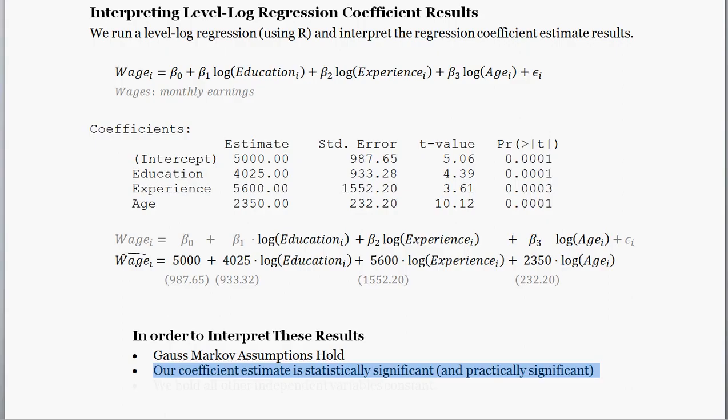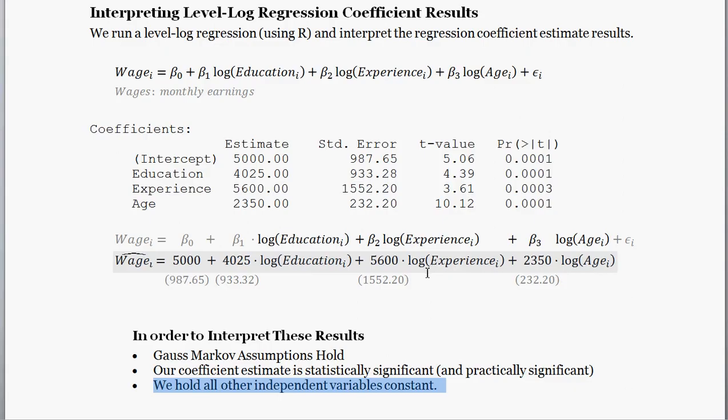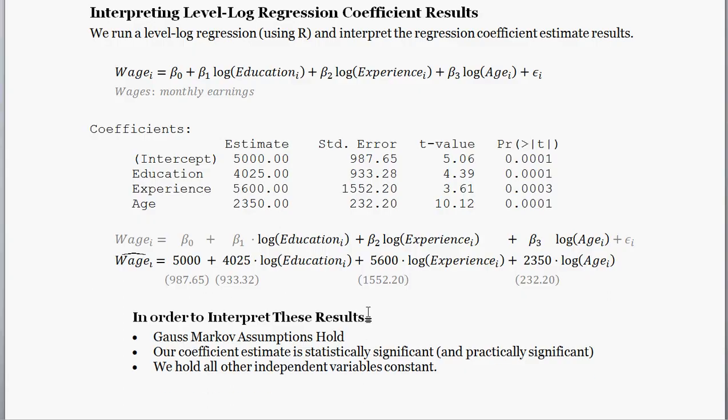As an example, suppose that you've got an estimate that proves to be statistically significant, but the coefficient is so minuscule that you wouldn't really notice the effect in the real world. Then that's not practically significant. So let's say that these are both statistically significant and practically significant. And when we interpret our beta 1, we're assuming that the other independent variables, experience and age, are held constant. Okay, with that notice, let's interpret beta 1.